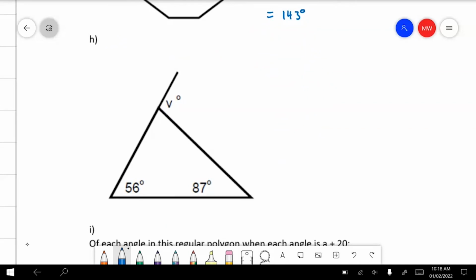Question 1H, we're back to an external angle of a triangle is equal to the sum of the two opposite internal angles. So this one's nice and easy. So we know that V will be equal to 56 plus 87. So V will be 143 degrees.